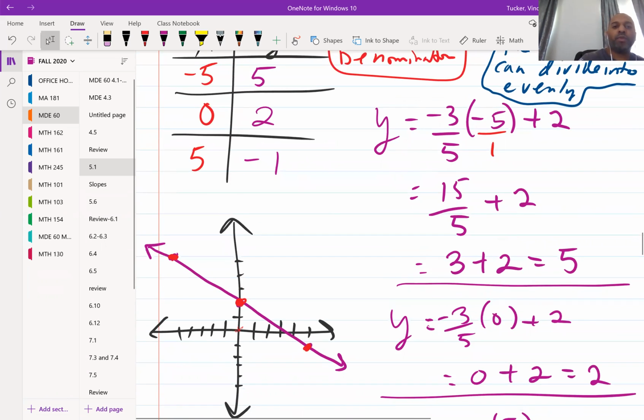So those are 3 points: -5, 5; 0, 2; 5, -1. And then you graph those 3 points. So -5, 5, you go to the left 5, up 5, and that's right here. 0, 2, I don't go left or right for x, but I go up 2. That's right here. And then for that last point, 5, -1, I go to the right 5, down 1. And that's this point right here. So connect your dots, and that'll be your line.